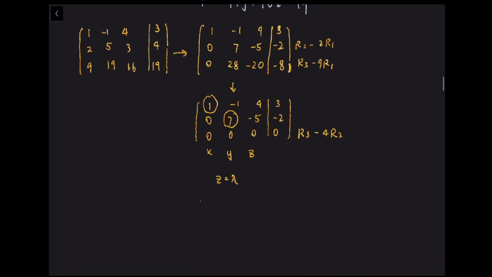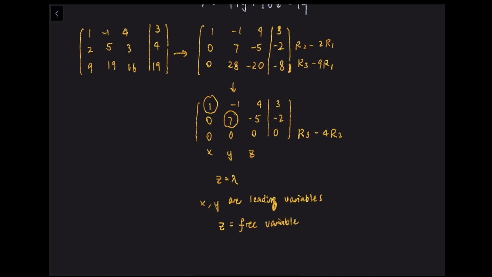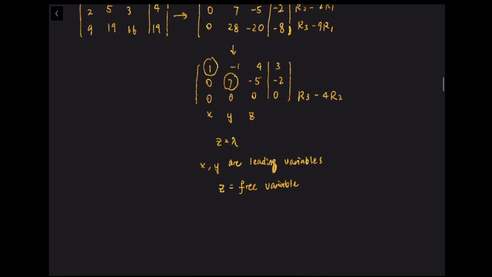The free variable is chosen by making use of the rule: never choose a leading variable as a free variable. Leading variables are those which are linked to the first non-zero coefficients in the rows of the final matrix. This matrix is repeated immediately below. The first non-zero coefficients in the rows of the final matrix are ringed or circled. We deduce that x and y are the leading variables. This leaves only z to be chosen as the free variable.